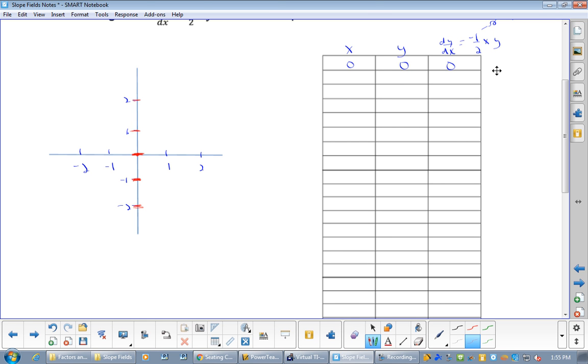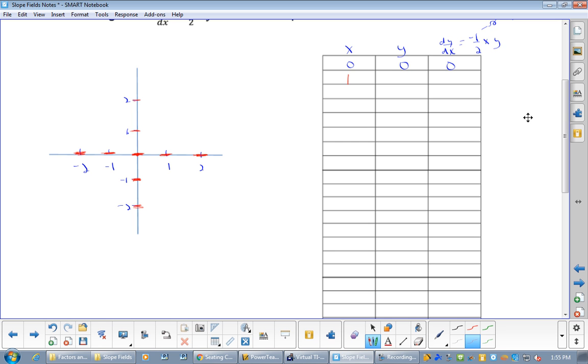Now also, what if y was 0? So if y was 0, then no matter what x is, I would still get a slope of 0. I'm actually going to show you that in more detail, but some students will see right off the bat that the slopes will be 0 when x is 0, and the slopes will be 0 when y equals 0. Okay, so let's do when x is 1.